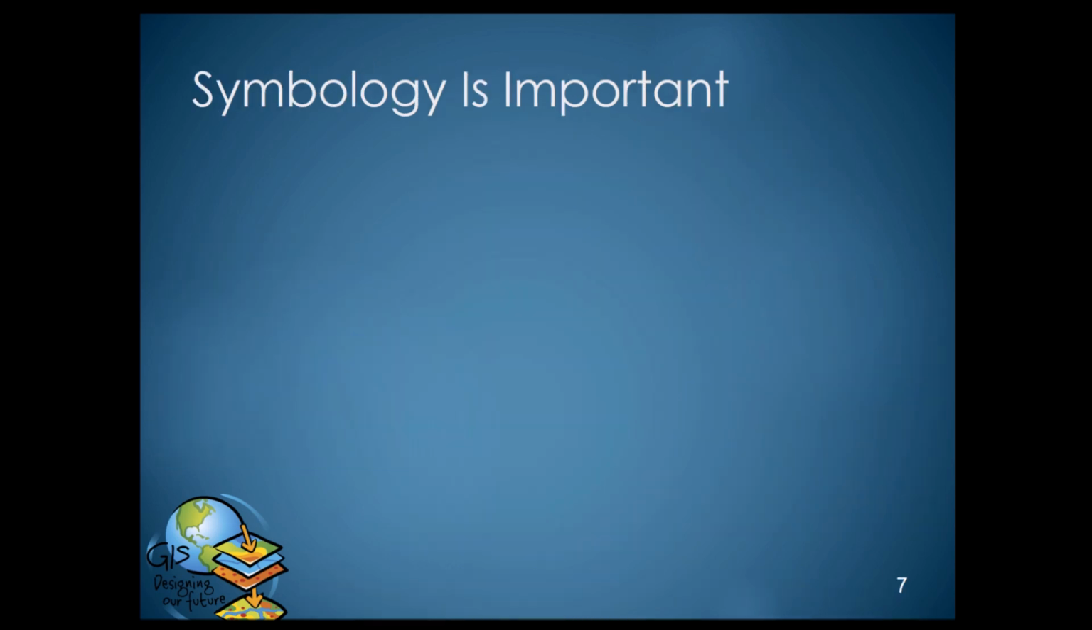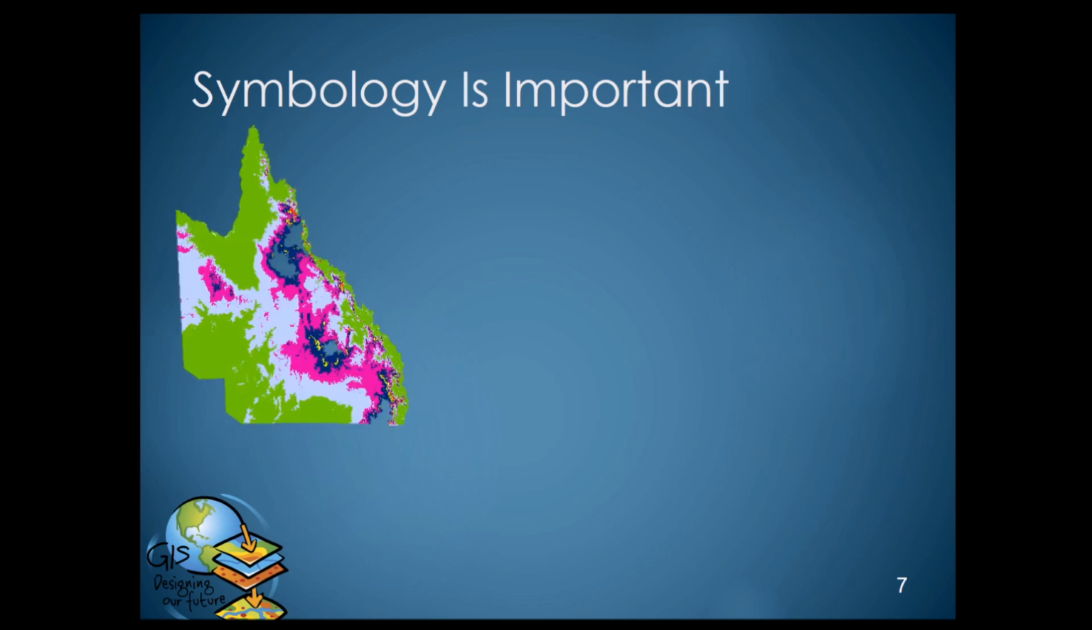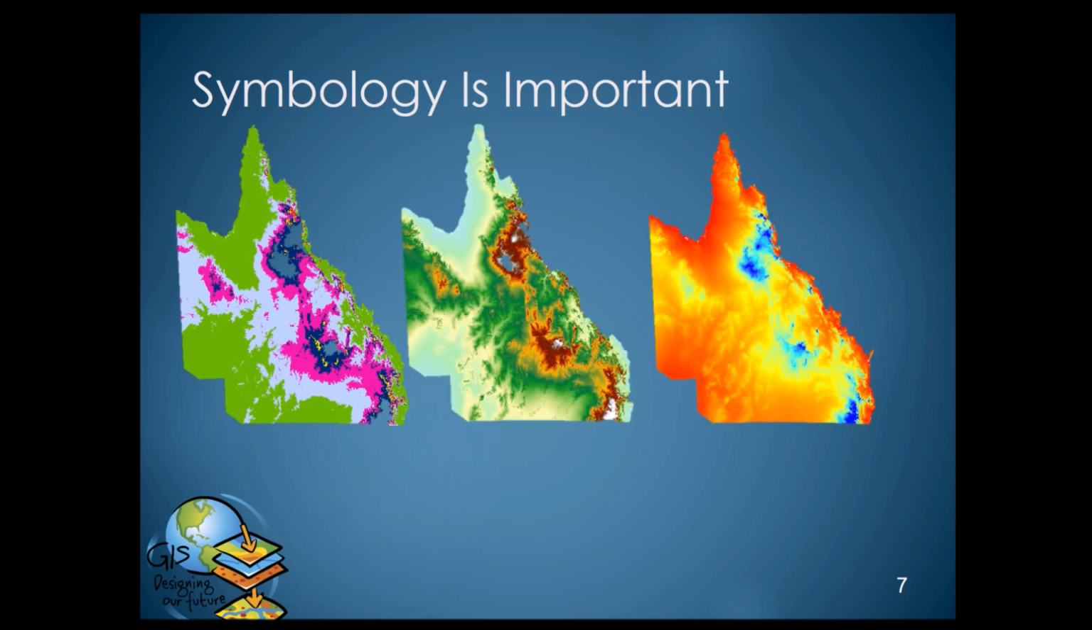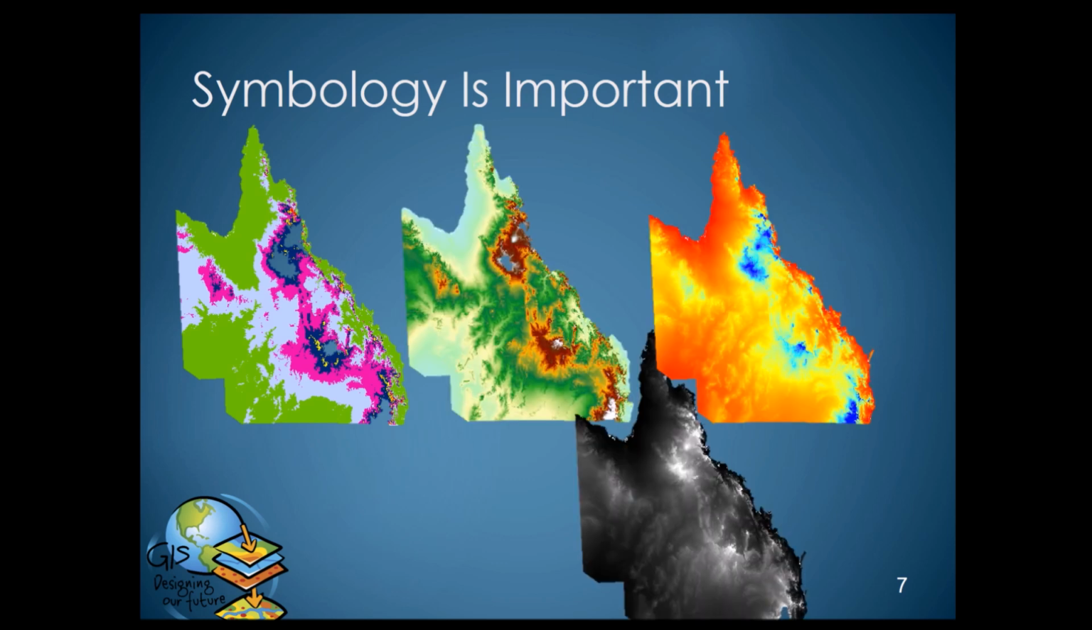And symbology is absolutely critical when we want to convey a message to people. So when we look at the following sequence of images of Queensland, see if you can think about what each of these is representing, and how do the colours affect what you consider the information to be presented as.